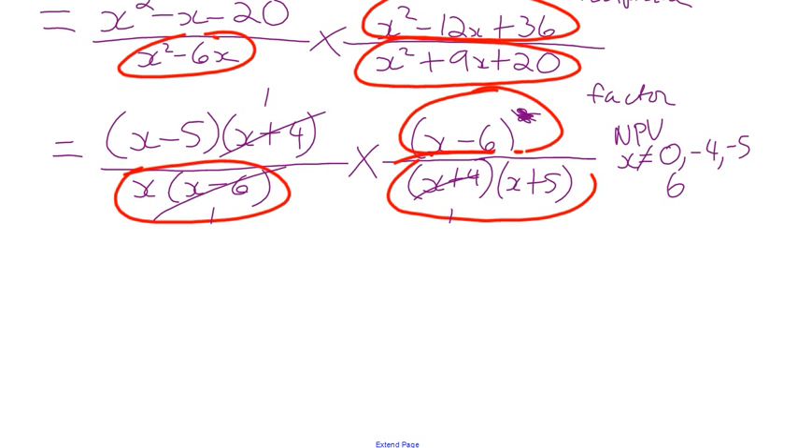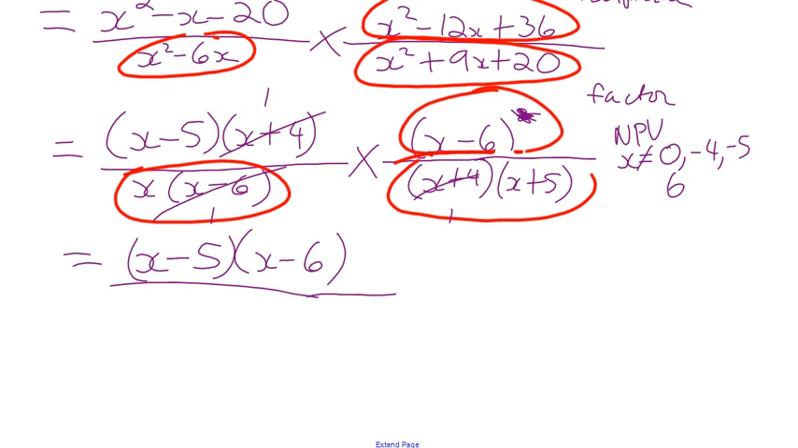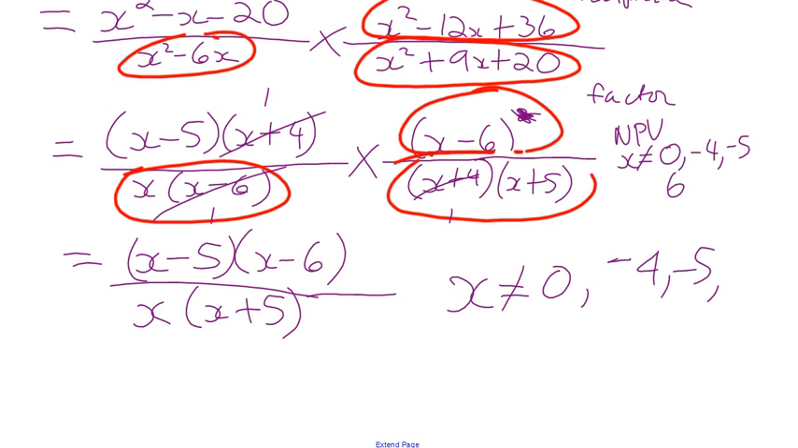All right, so all we're left with is on the top, we have an x minus 5, and then a 1, and then an x minus 6. So let's keep that. And on the bottom, we have an x and an x plus 5. Okay, and that will be the simplified form. With our non-permissible values, right, x cannot be 0, negative 4, negative 5, and positive 6.